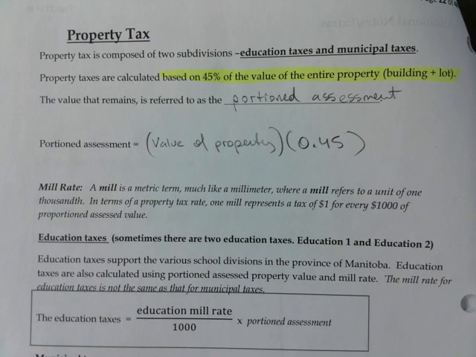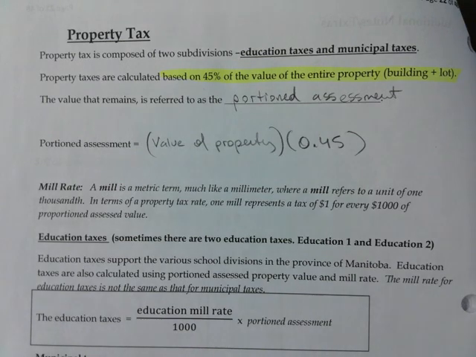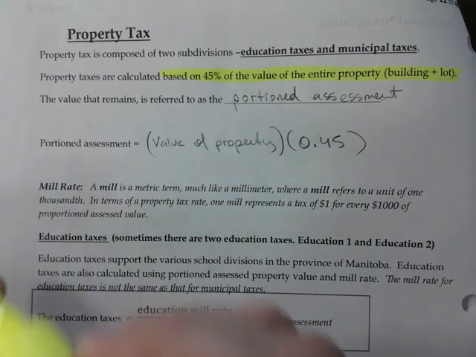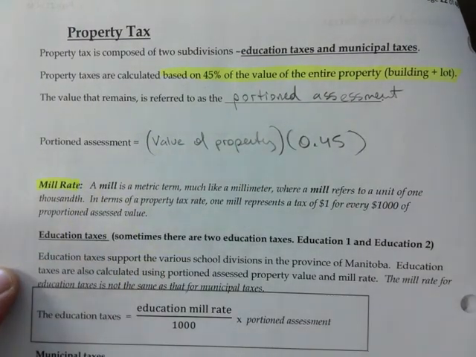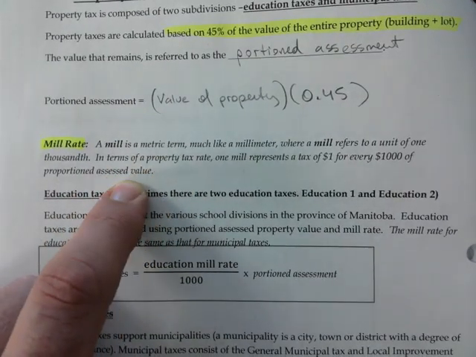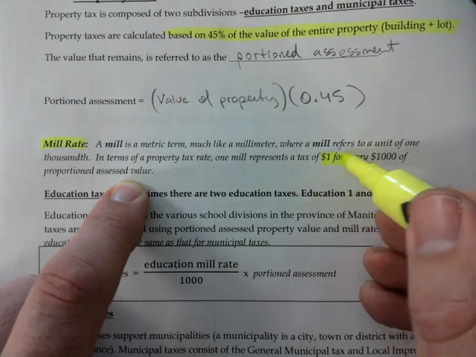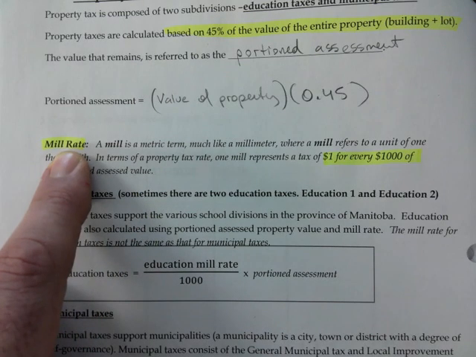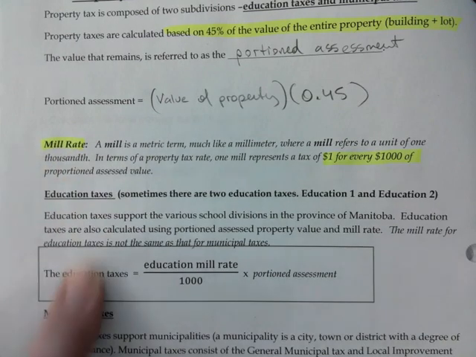If they give you the portioned assessment, you do not multiply by 0.45 again. It's very important. Then there's something called the mill rate. The mill rate is how they charge you. It basically means how many dollars per $1,000 of portioned assessed value, right? So the mill rate, you're gonna hear that a lot. Who comes up with the mill rate? The municipality. They figure out how much they need to charge to cover the budget, right?